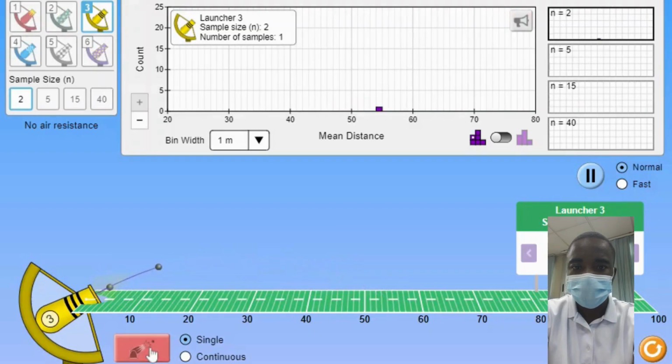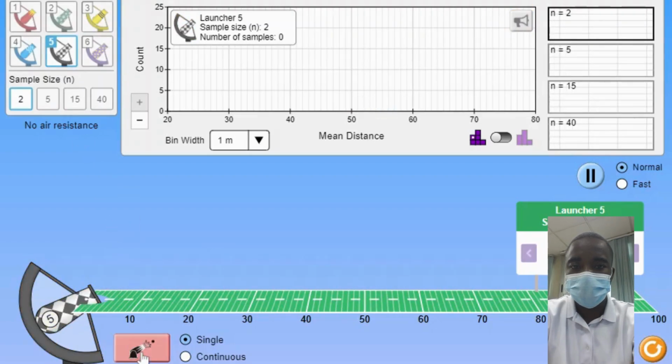The primary objective of this simulation is to demonstrate how different launch parameters affect the distribution of projectile landing points. By altering the launch angle, for example, students can observe how the distribution of landing points changes. A higher launch angle might result in a more spread-out distribution, while a lower angle might produce a more concentrated distribution. Similarly, changes in initial velocity and air resistance can lead to variations in the distribution shape and spread.